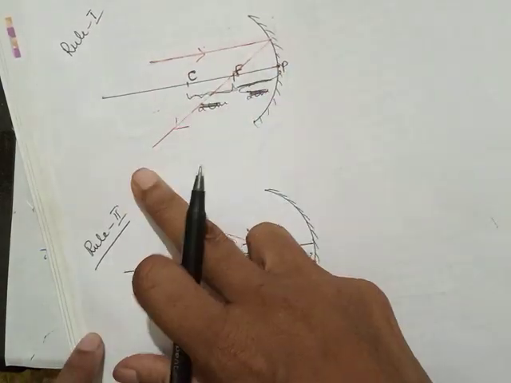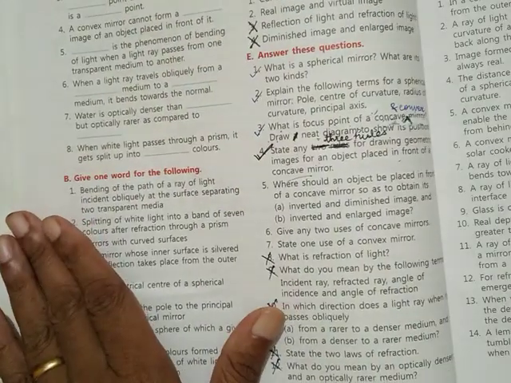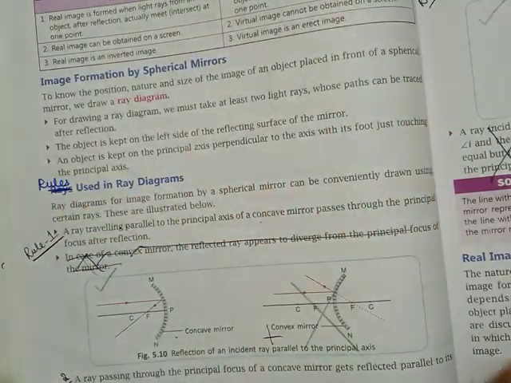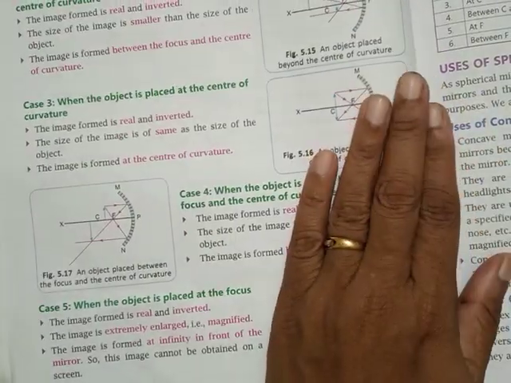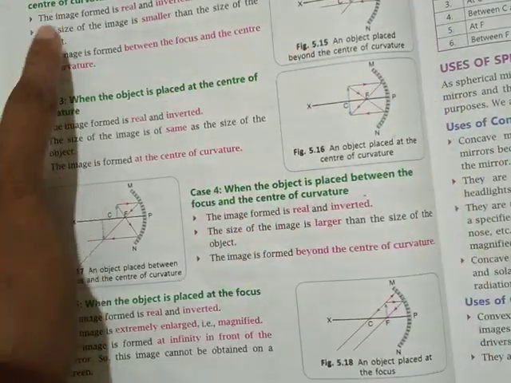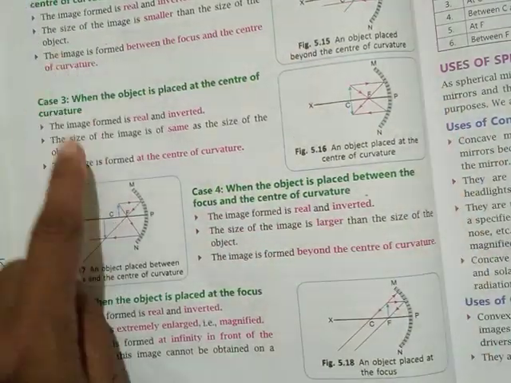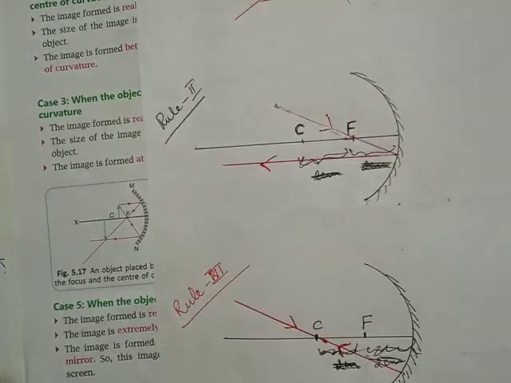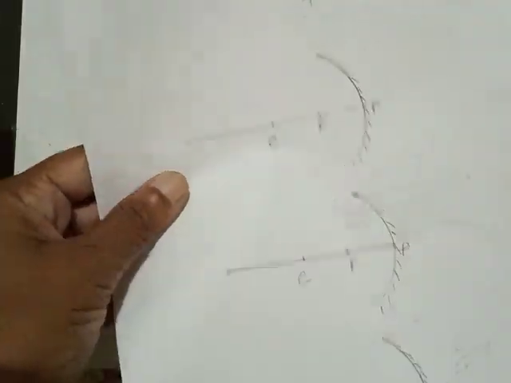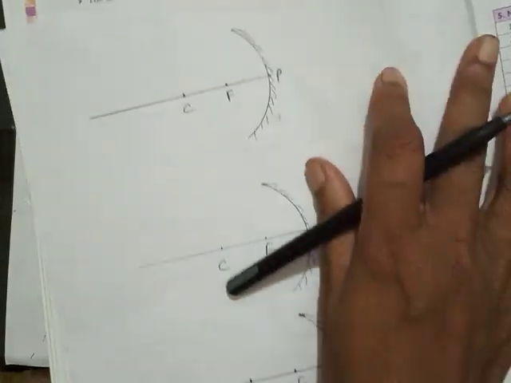Do a proper and neat diagram. Now, once we have studied the rules, we can go to drawing the ray diagram. As I told you, there are 5 cases: case 1, case 2, case 3, case 4, case 5. Maybe today we will do 2 cases. Now, what are these different cases?